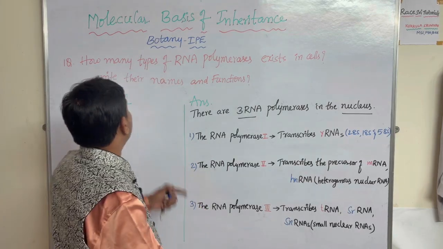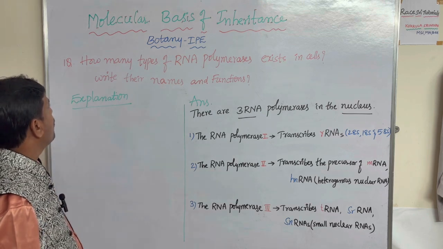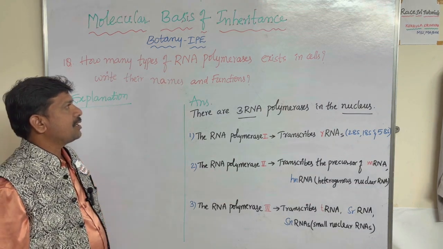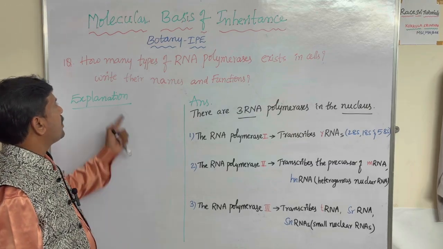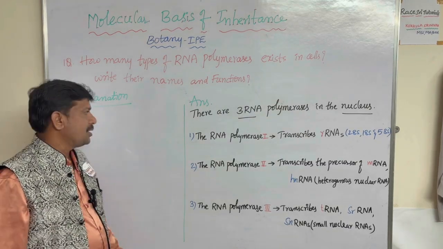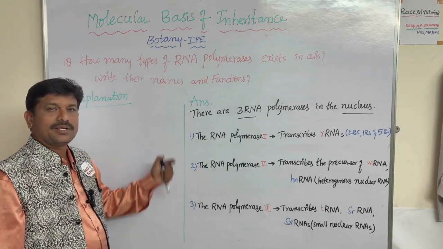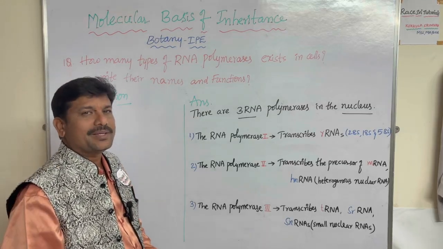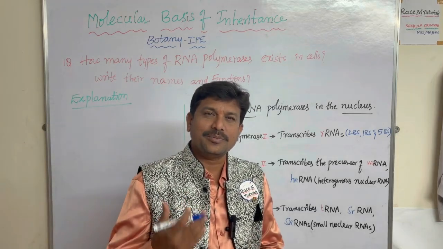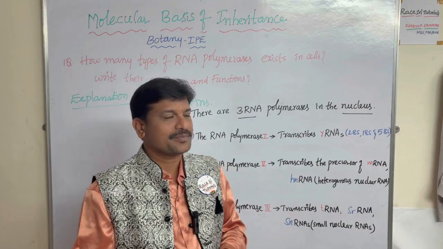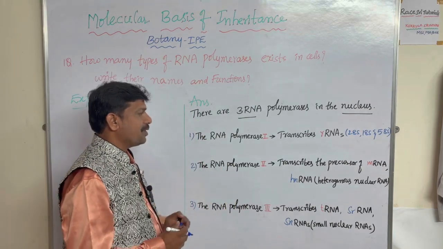Let's start the topic. What is the first question? How many types of RNA polymerases exist in cells? Write their names and function. This is the question. So the answer is, you catch it. Here, how many polymerases are there? What are the names and what is the function? They are asking these questions. So here, very simplified.